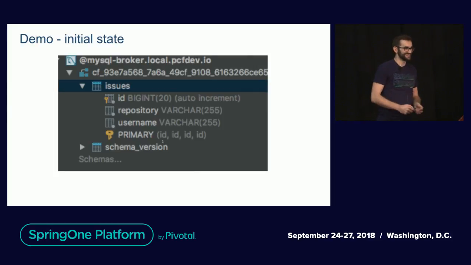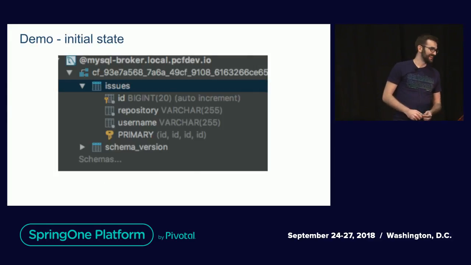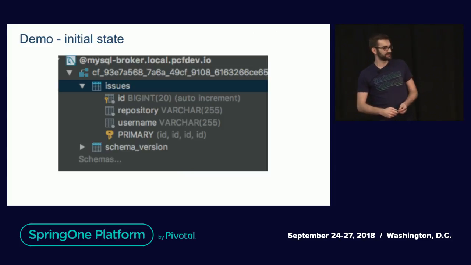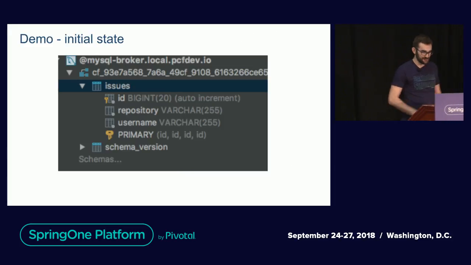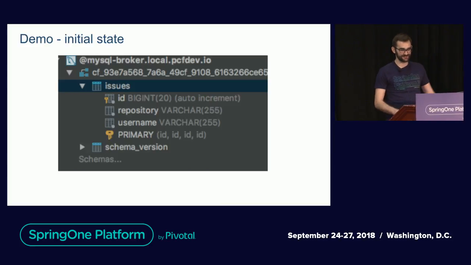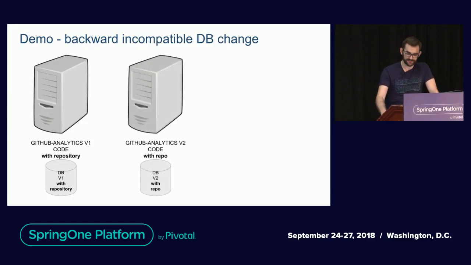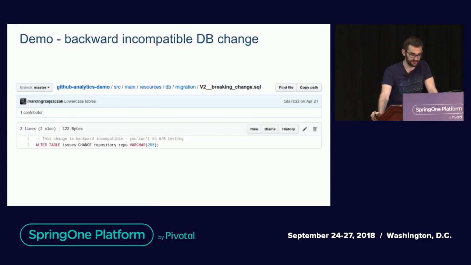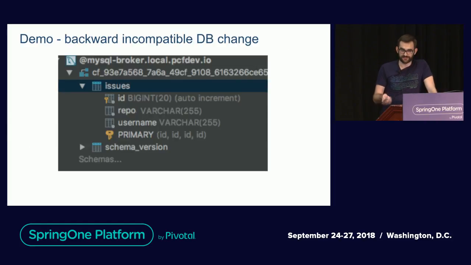So this is the initial state, where you're pushing me aside of the schema. So we have repository and username in the database, right? So now, again, we have the same person who's insane and decides to rename the column because typing less is better. So we rename the code to have repo in it and the database to have repo as well. So that person creates this very specific file called v2 breaking change as a hint and changes the name of the column from repository to repo. This is the new schema, right?